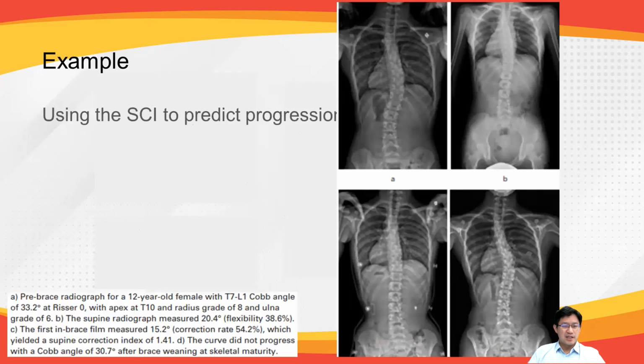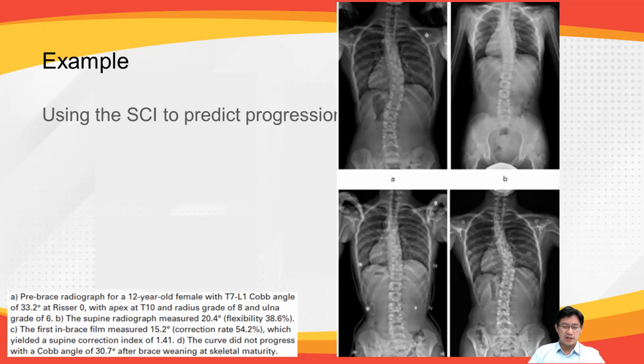This is an example of using the SCI to predict progression. This is a 12-year-old female with a Cobb angle around 33 degrees at Risser 0 in the initial phase. The supine X-ray shows a correction to 20 degrees, which gives a flexibility rate of 38.6%. This is the first in-brace film showing a 15.2 degree curve. So a correction rate of 54% yields a Supine Correction Index of 1.41. This indicates that the curve does not progress given the Supine Correction Index, and the Cobb angle maintains at 30 degrees at skeletal maturity.